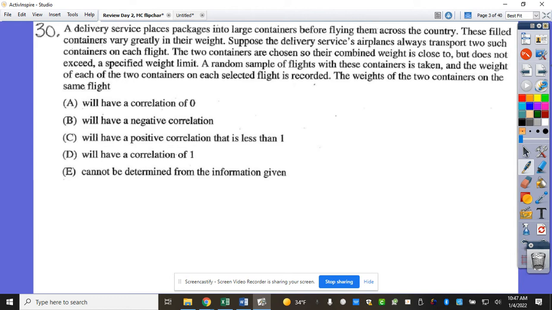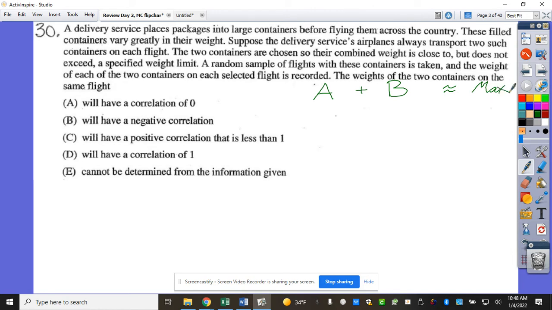A delivery service places packages into large containers before flying them across the country. These filled containers vary greatly in their weight. Suppose that the delivery service's airplanes always transport 2 such containers on each flight. The 2 containers are chosen so that their combined weight is close to but does not exceed a specified weight limit. So what this is saying is I've got a container A, I've got a container B. When I add these 2 together, I want them really close to but not going over some max weight.